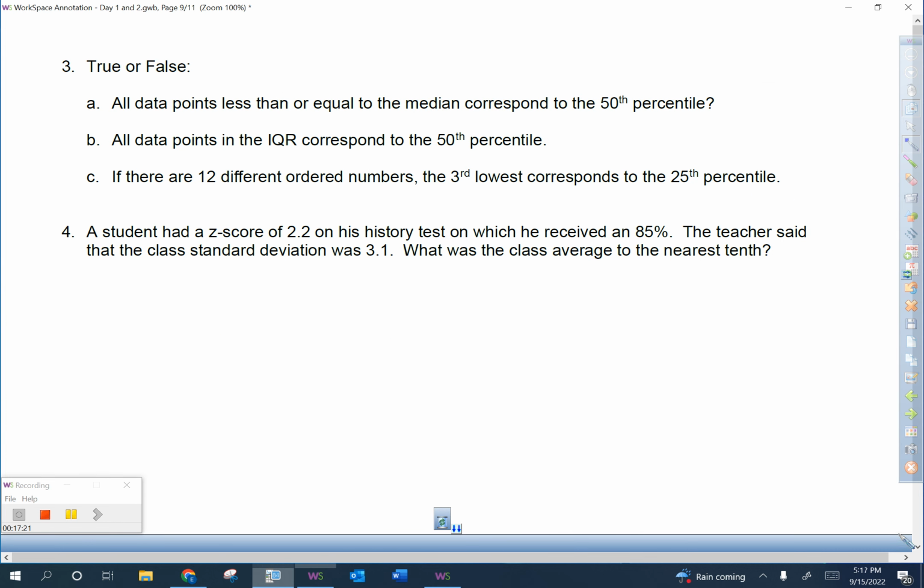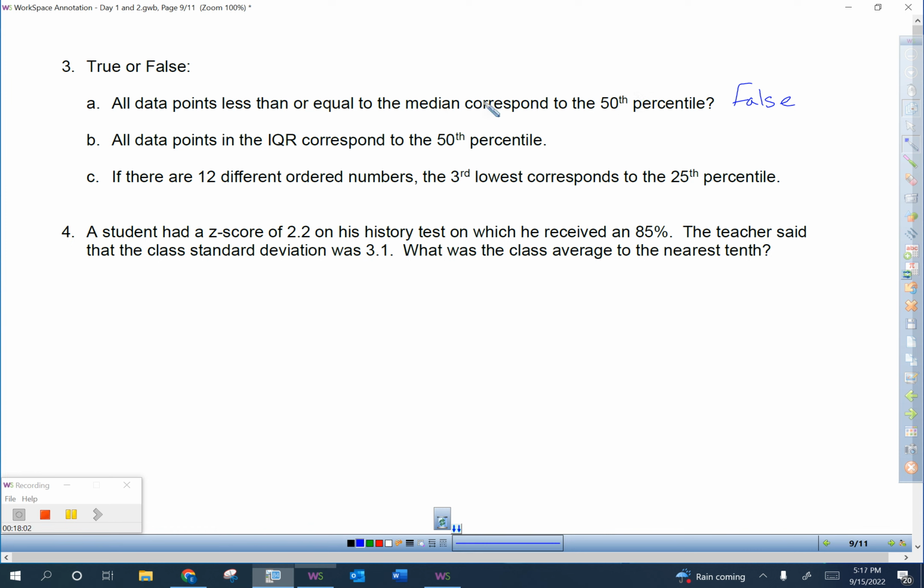All right, what I want you to do is pause the video and try the true and false for number 3 based on what we talked about. Okay, so here it says all data points less than or equal to the median correspond to the 50th percentile. That one is false. The median itself does not have to be the 50th percentile, but if it is, it will be at the 50th percentile, not all of the points. The median being the 50th percentile is going to be a rare case.